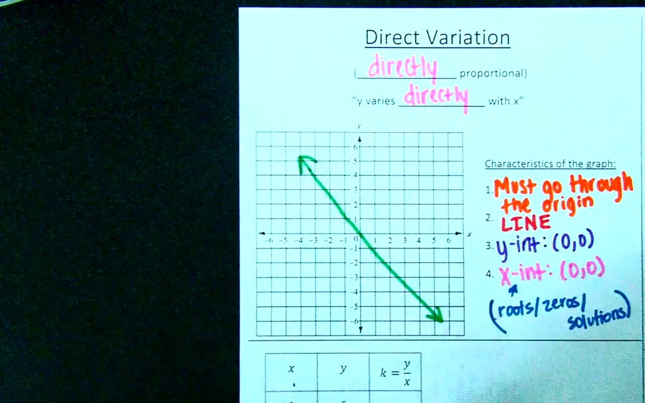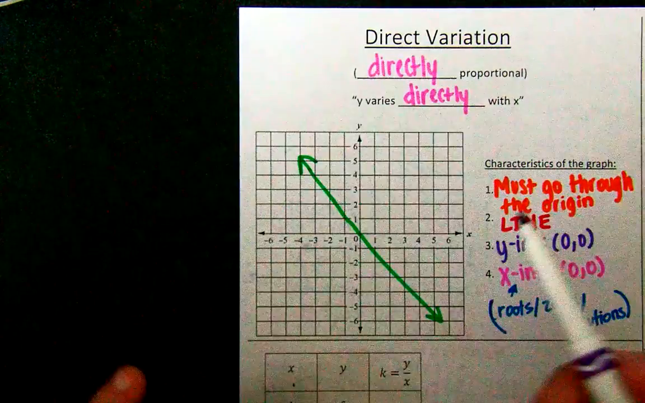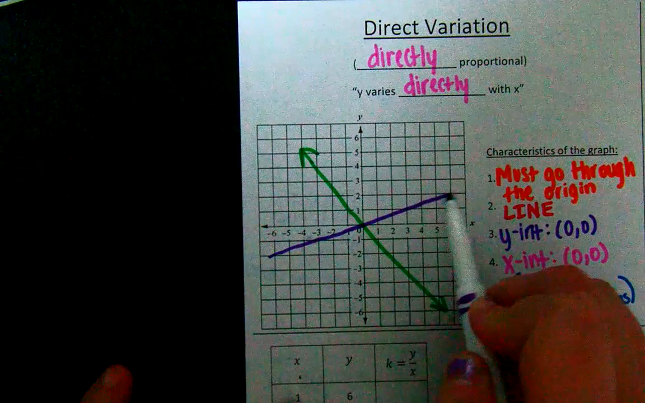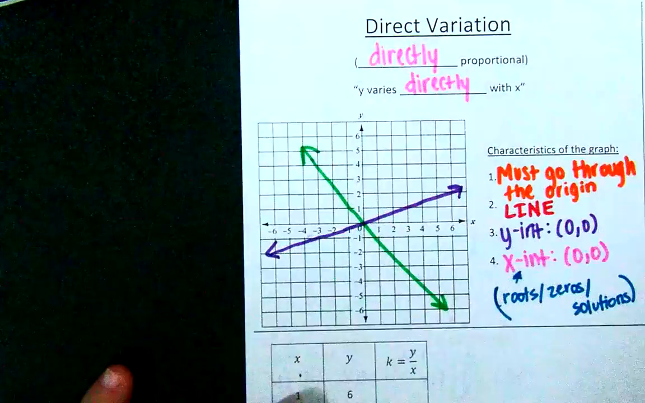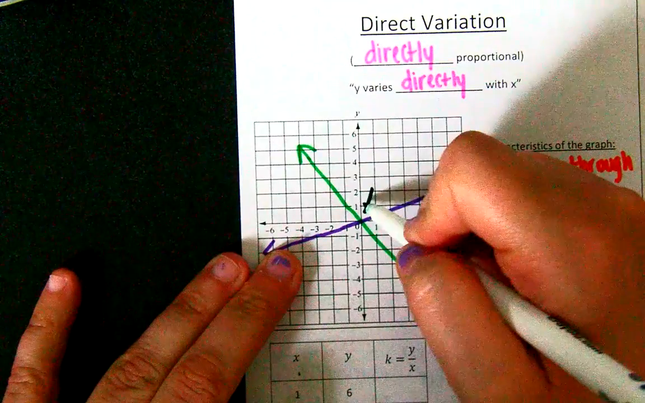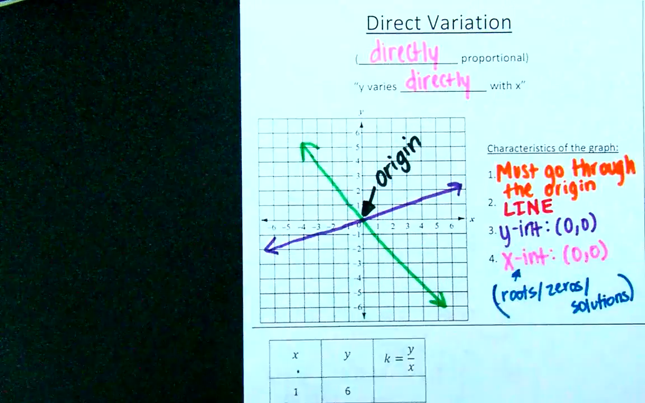Okay, because it goes through the origin. Another example could look like this. Okay, as long as it goes through the origin, which is right here, it is direct variation.